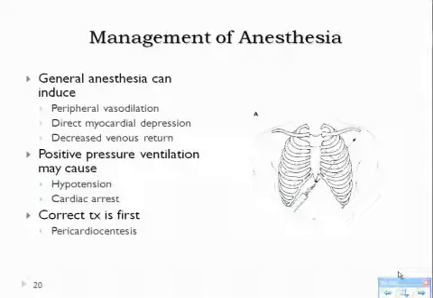Management is very important. How do you put these people to sleep? If you intubate them and you begin to ventilate them with big breaths, you'll kill the patient very quickly. So one of the things that you want to do when you induce these patients is maintain peripheral tone: don't cause peripheral vasodilation, don't cause any more myocardial depression, and don't decrease the venous return any more than you can help. And that's what general anesthesia will do every time. Positive pressure will also induce a worsening hypotension and cardiac arrest, because you actually squeeze the heart and cause the heart to completely collapse. So the correct treatment is first to do a pericardiocentesis on this patient if they're that unstable.